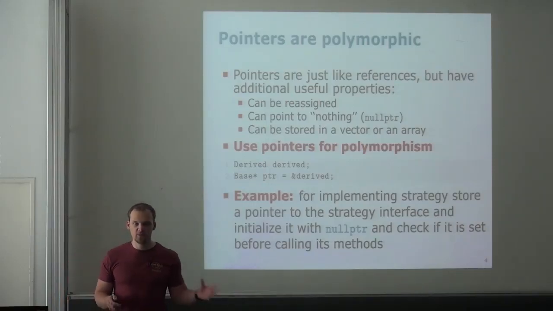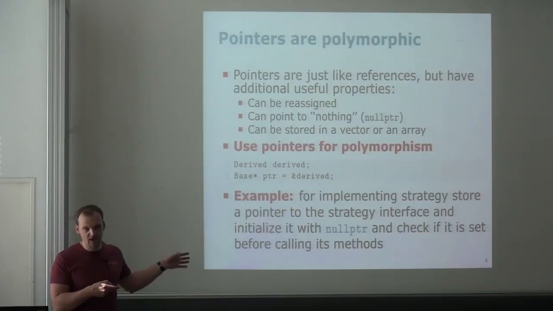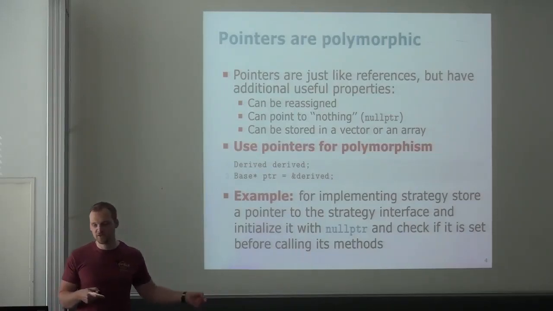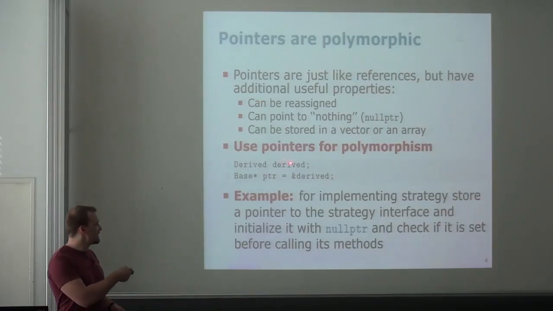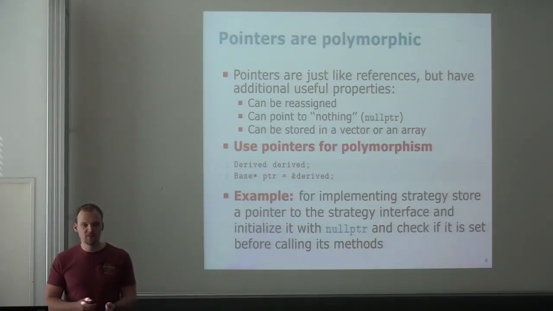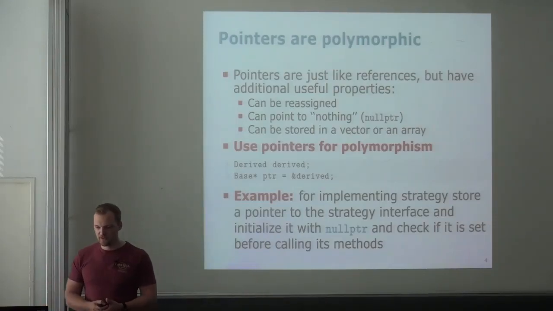So you can create a pointer to a base type from an object of derived type. For instance, if I have a derived object and they are in the relationship that derived is a child of a base class as usual, then you can set the address of this derived object to a pointer of a base class. And we're going to see a lot more examples on it. This is the standard way that you implement polymorphism in C++, and we are going to work with it a lot.